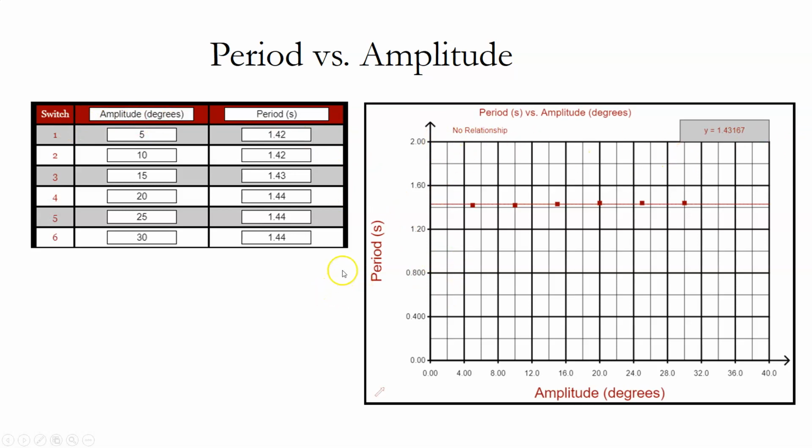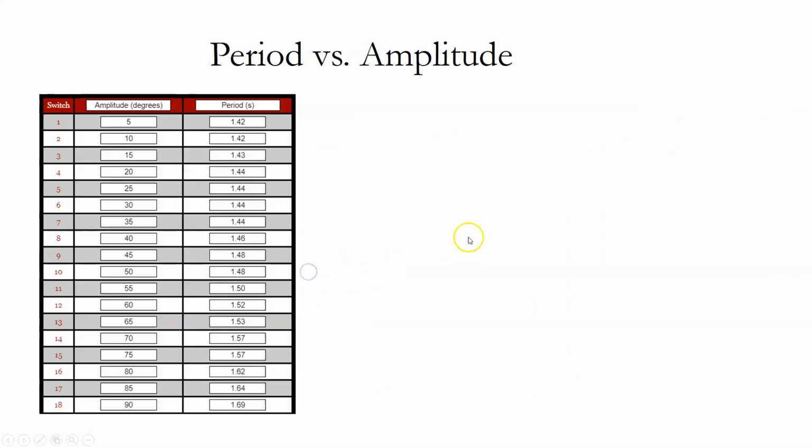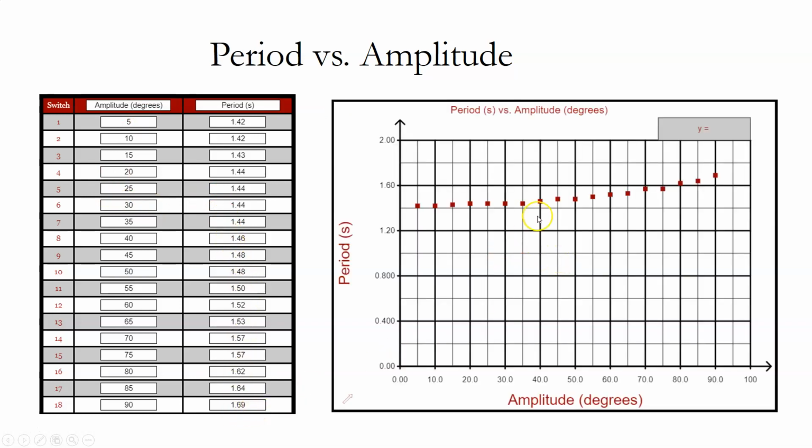So now, really important here, we would show that there's no relationship, or we would conclude that there's no relationship here. But if I kept taking data, an interesting thing happens. Beyond 30 degrees, this period starts ticking up a little bit. And if I were to graph that, here's the original data from 0 to 25, and then when I get to almost 40, it starts going up a little bit.